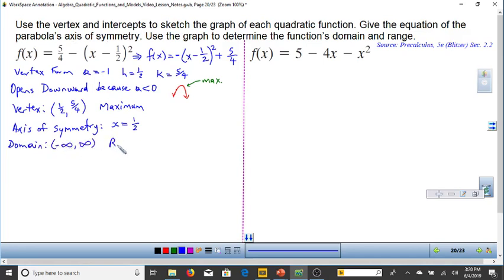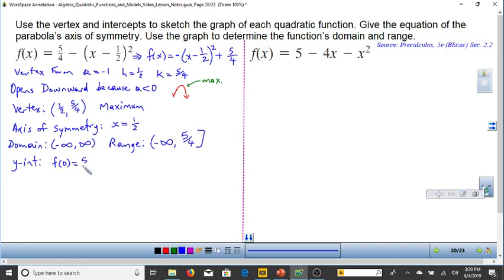And the range, now the range here doesn't start at 5/4 and go upward. In fact, that's the highest point. The range comes down from negative infinity, and the highest point it goes up to is 5 over 4. So the range now is written in this form, negative infinity to 5 over 4 with a bracket, because it's a closed endpoint.